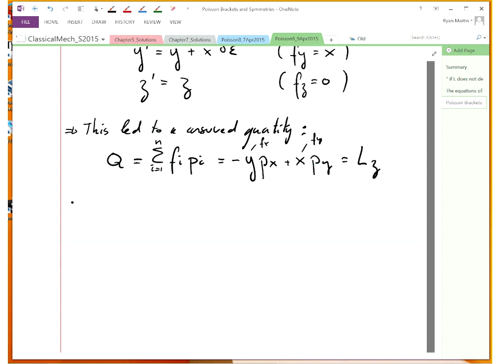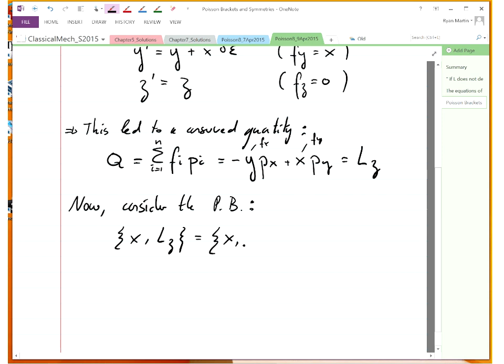So now let's look at this with Poisson brackets. Consider the Poisson bracket of the coordinate x with the z component of angular momentum, which is x times py minus y times px.